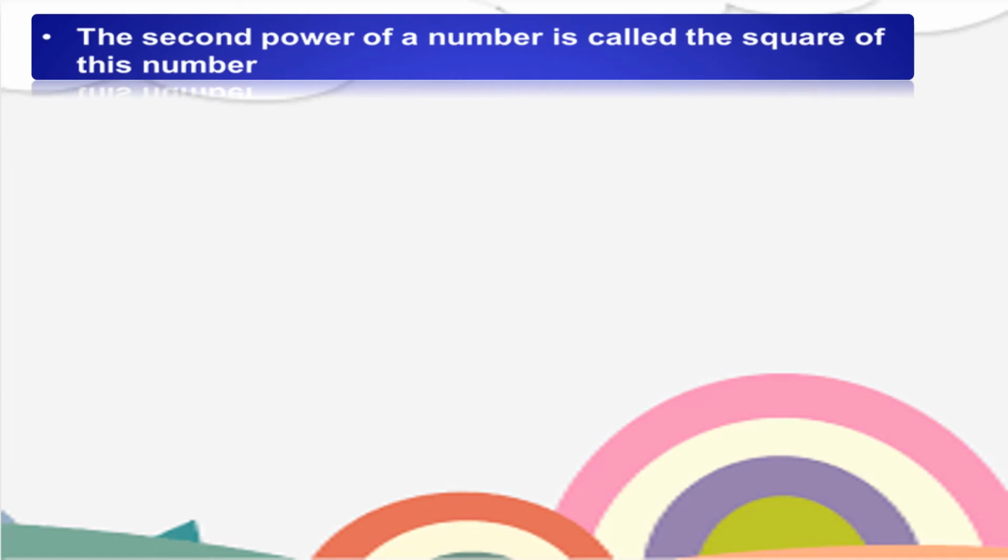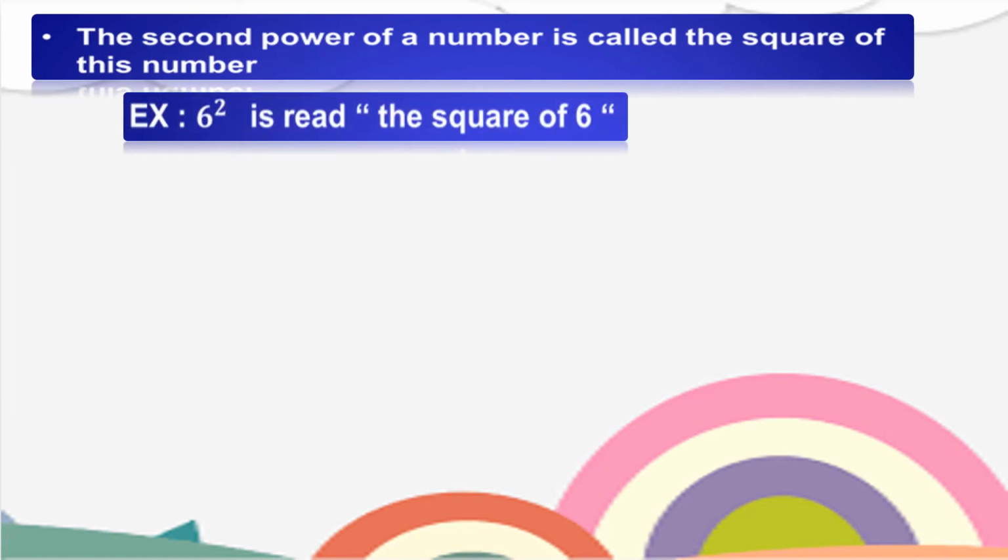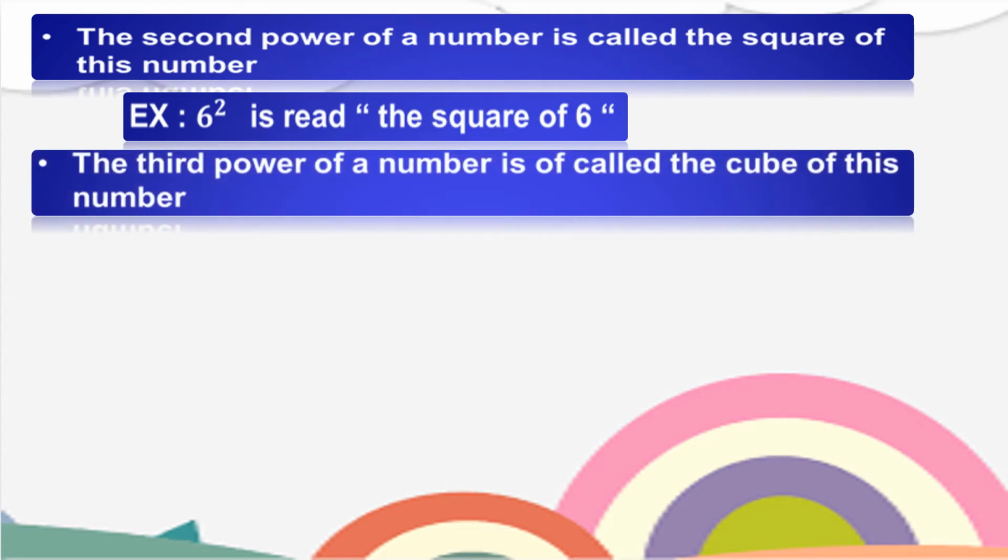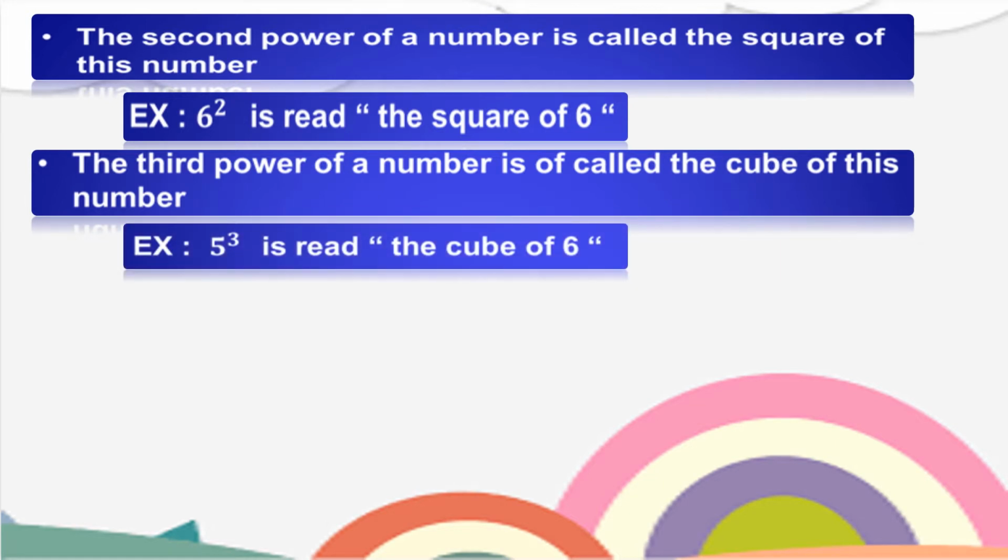The second power of a number is called the square of this number. If I have 6 to the power 2, it is read the square of 6. The third power of a number is called the cube of this number. If I have 5 to the power 3, it is read the cube of 5.